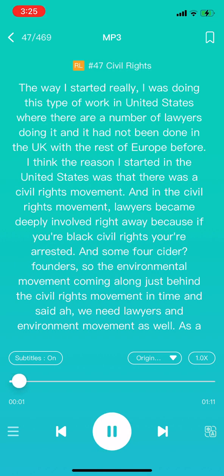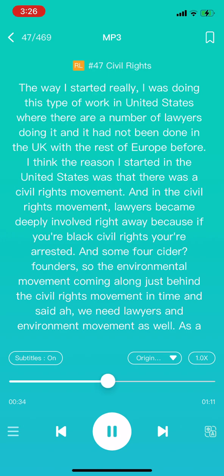The way it started really is I was doing this type of work in the United States where there are a number of lawyers doing it, and it had not been done in the UK or the rest of Europe before. And I think the reason it started in the United States was that there was a civil rights movement. And in the civil rights movement, lawyers became deeply involved right away, because if you were black and asserted your rights, you were arrested. Then some very foresightful funders saw the environmental movement coming along just behind the civil rights movement in time and said, we need lawyers in the environmental movement as well.